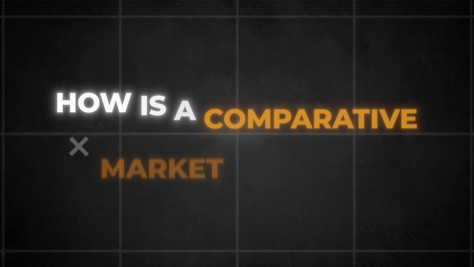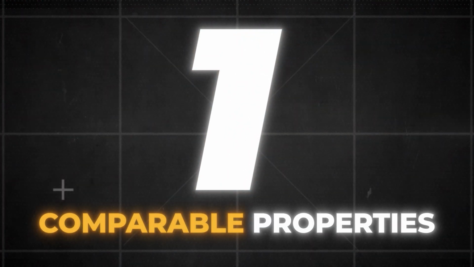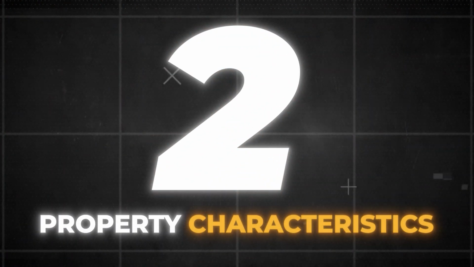So how is a comparative market analysis prepared? When a CMA is prepared, there are a number of factors that are taken into consideration. Number one is comparable properties, also known as comps. Now, the agent will research what has recently sold in the last 3 to 6 months in the same or similar area.